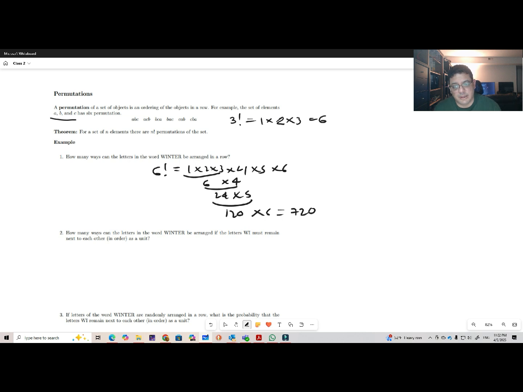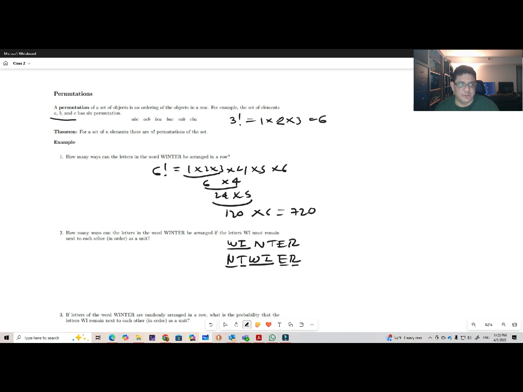Now for number 2, another example is, let's assume that we fix some of the letters. So we're going to fix WI, and they need to remain next to each other. We can vary everything else, we can move everything else, but WI is going to be together. So for example, we're going to have WI together, and then we can have NTER. But you can also have the scenario where you have NTER first and then WI, and this is different, right? So you can have this situation.